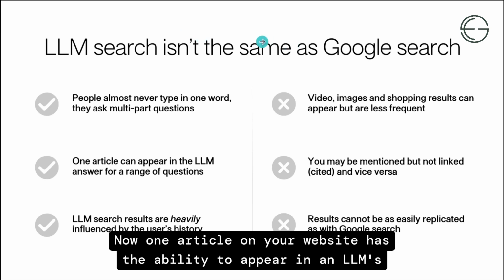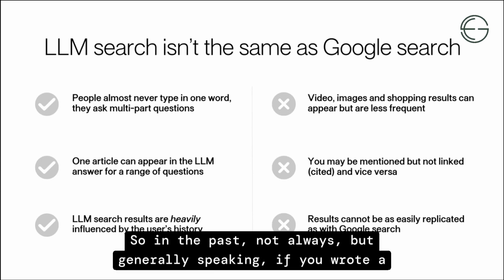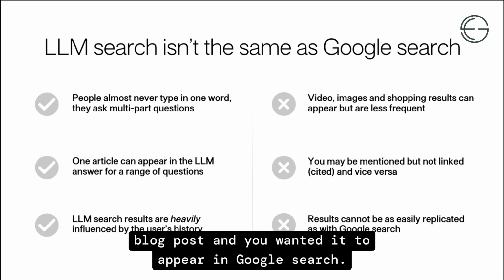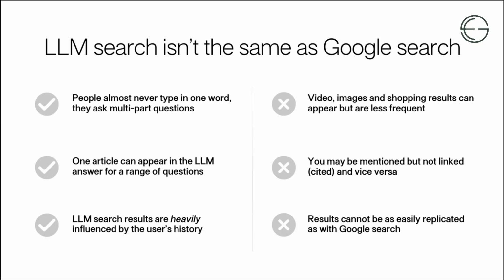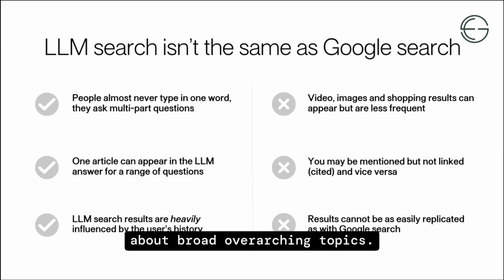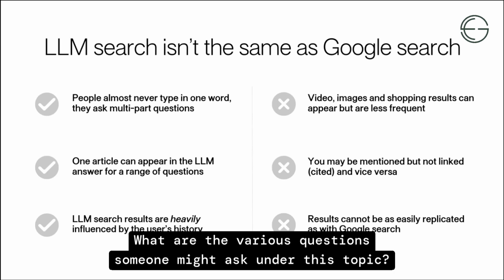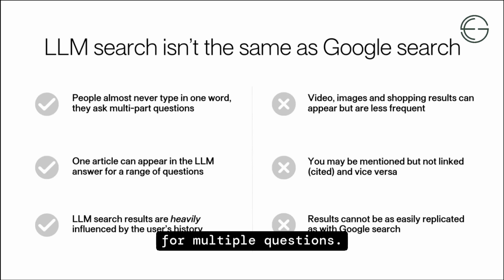Now, one article on your website has the ability to appear in an LLM's answer for a wide range of questions. So in the past, not always, but generally speaking, if you wrote a blog post and you wanted it to appear in Google search, you would target it to one, maybe two specific keywords. With LLM search, it's more like thinking about broad overarching topics. What are the various questions someone might ask under this topic? And your article, or your web page, can appear in the results for multiple questions.